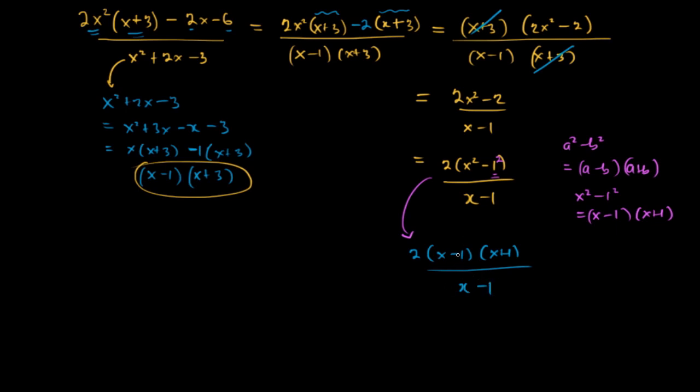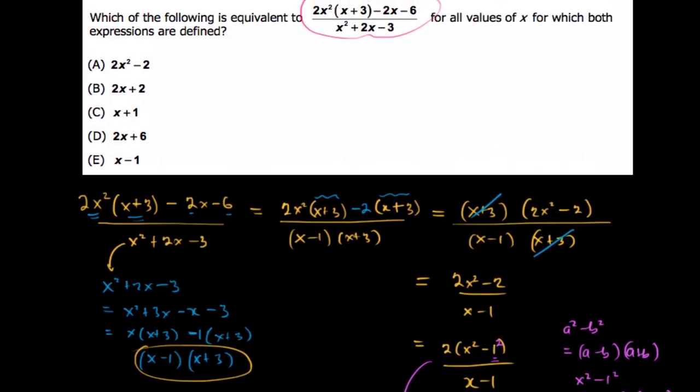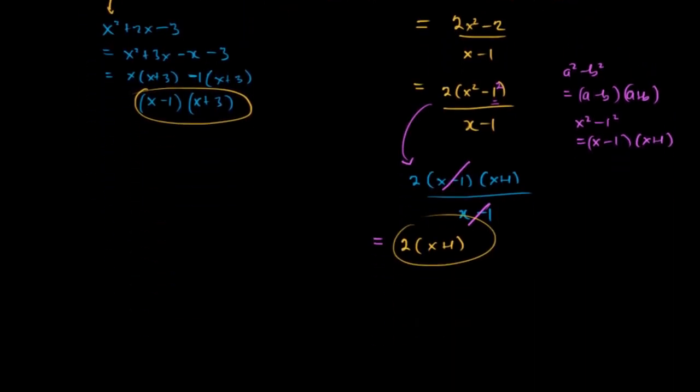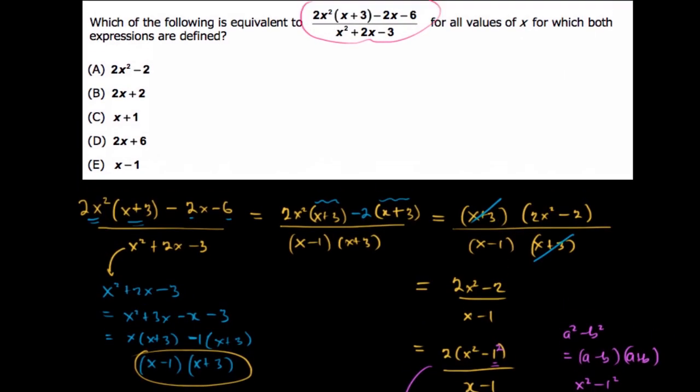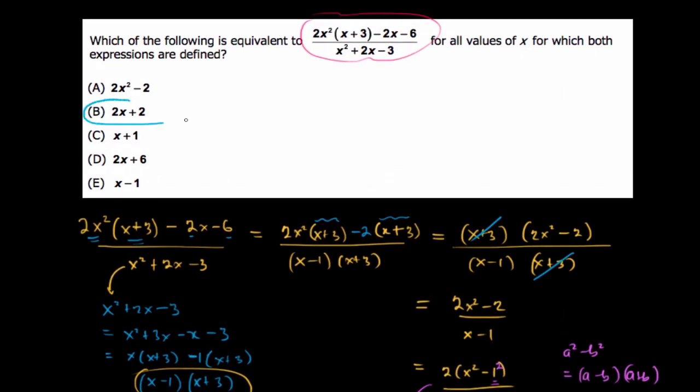So what you observe is this x minus 1 crosses out with x minus 1. So you're left with 2 times (x plus 1). So this is our final answer, 2 times (x plus 1), which is the same thing as 2x plus 2. This is going to be our final answer, 2x plus 2. That's the solution of this problem, so that completes the problem. Thanks for watching.